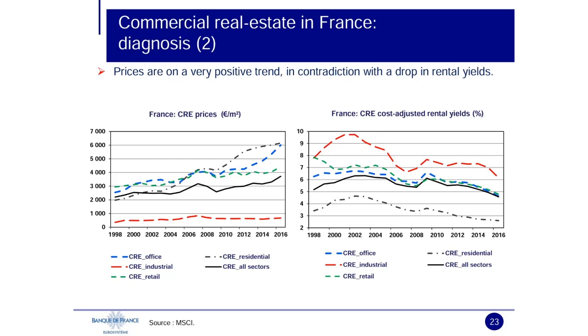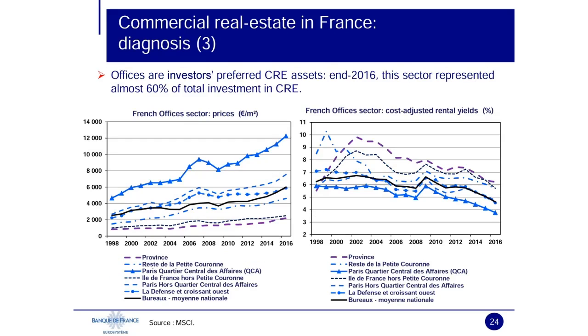Here you can have a look at the various segments that we have for commercial real estate in France, with the prices on the left-hand side and the rental yields on the right-hand side. You can see that particular segments such as offices were a problem for us. We focused on this, not only because the price evolution of offices was worrisome, but also because offices represented 60% of total investment. It was the main sector in terms of investment, and also in terms of stocks.